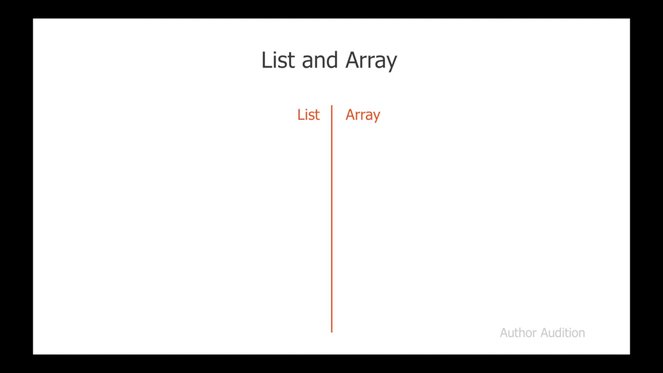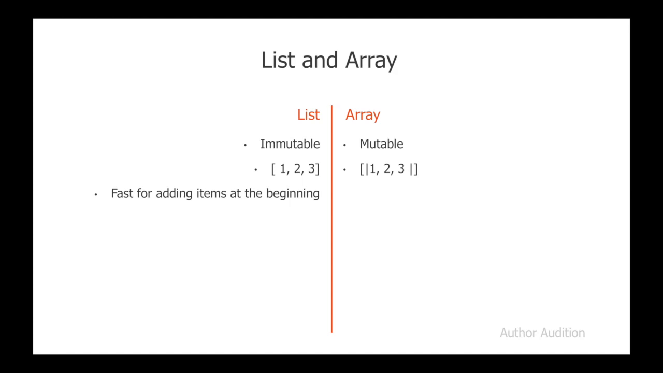List and array. List and array have a few fundamental differences. List is immutable and it is declared using square brackets. It is fast for adding items at the beginning, whereas an array is mutable and is declared using square brackets and vertical bars. And it is fast for accessing random items. Other than that, array is very similar to lists.